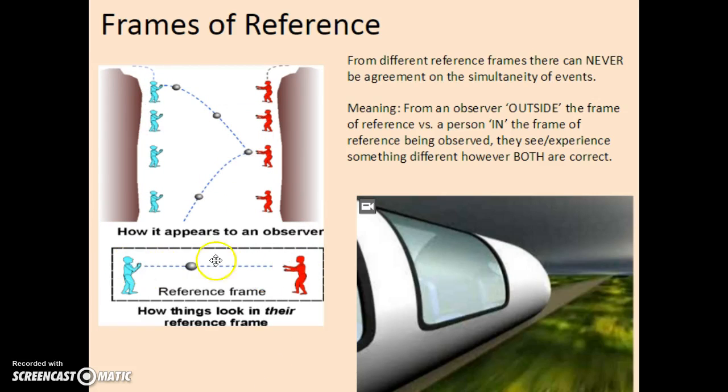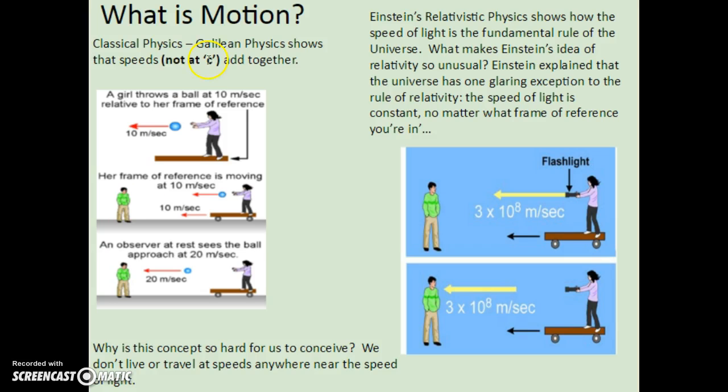But these frames of reference, between the blue and the red person, they're going to view it as the ball going side to side. Whereas somebody observing this from outside their frame of reference is going to see that ball traveling in these parabolic shapes. So from different reference frames, there can never be agreement on the simultaneity of events. Meaning, an observer outside the frame of reference, compared to a person in the frame of reference being observed, they see and experience something different. However, both are correct. And that's important here.